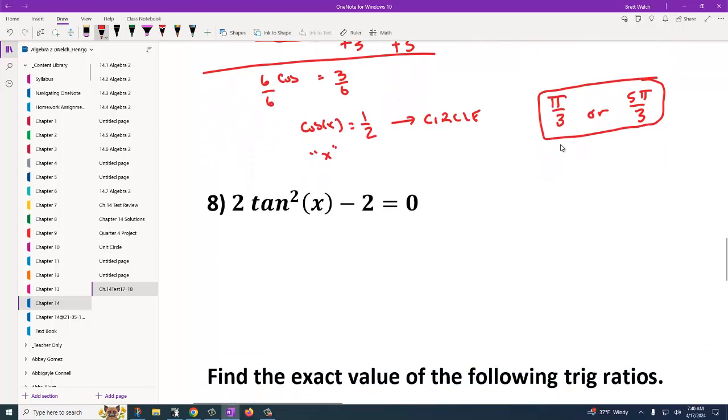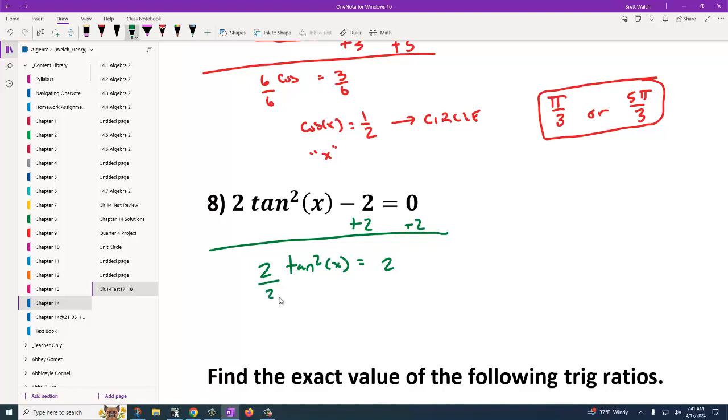Question number 8 is similar, but has a little hiccup that you've got to pay attention to. All right. We're going to start by adding 2. If you're not sure what you should do first, just remember that it's SADMEP. We do addition, subtraction, then multiplication, division, then exponents and parentheses.